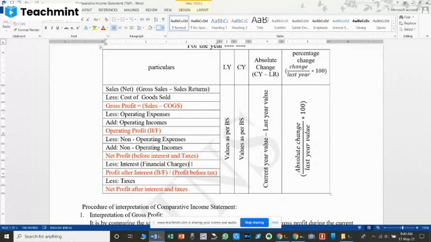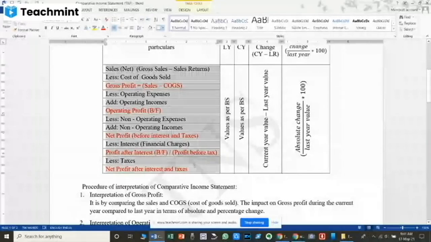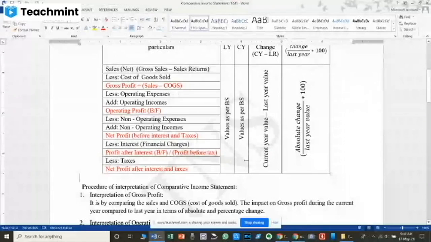The interest payable by the company on the loans taken by the company is called interest, or in other words, financial charges. So from the EBIT, first of all, we have to deduct interest. After deduction of interest, the remaining balance of net profit is called profit after interest, or that may also be called profit before tax. Finally, from the profit after interest or before tax, if we deduct the amount of tax, the remaining profit is called net profit after interest and taxes. So this is the format of presentation of income, that is, the income statement.